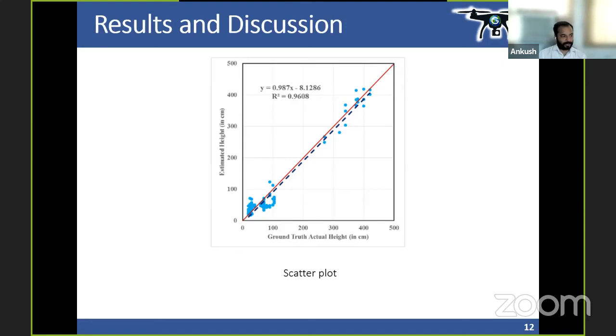As we can see in the scatter plot, there are two clusters, one on the lower side. This is the wheat cluster, as a wheat crop is a maximum of 90-95 centimeters. And another cluster is of sugarcane, which ranges from 380 to 420-430 centimeters. So there are two clusters, of the wheat and sugarcane crop.